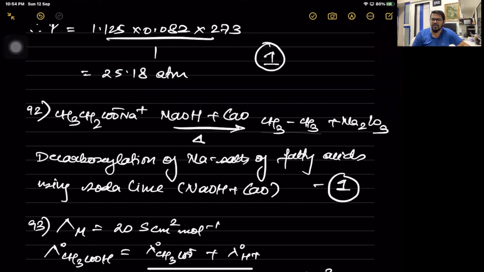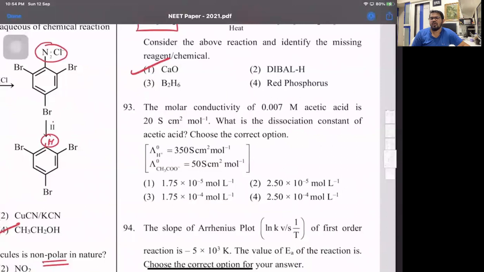93, the molar conductivity of 0.007 molar acetic acid is given. What is the dissociation constant of acetic acid? This question you shouldn't solve, also looking at the four options. Why? If you remember in ionic equilibrium for weak acid, weak base, Ka of acetic acid is 1.8 into 10 raised to minus 5. Kb of NH4OH is also 1.8 into 10 raised to minus 5. So the closest option to 1.8 into 10 raised to minus 5 is option one over there, 1.75 into 10 raised to minus 5. Should be technically 1.8. Calculation also comes to that only, but the closest answer is that.